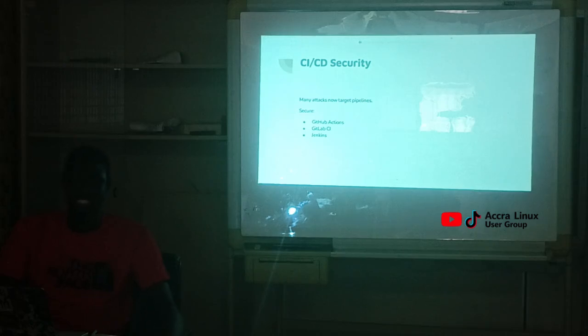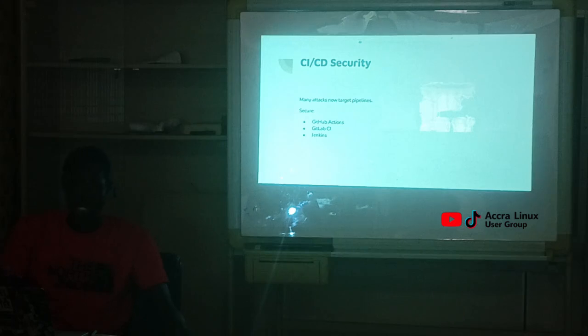Then CI/CD, like I said, continuous integration, continuous delivery security. Many attacks are now targeting pipelines. So we should secure, like I said, GitHub Actions, GitLab CI, and Jenkins. GitHub, GitLab, I'm guessing every dev here would have used it at some point. They host your code for you. That's the main thing.